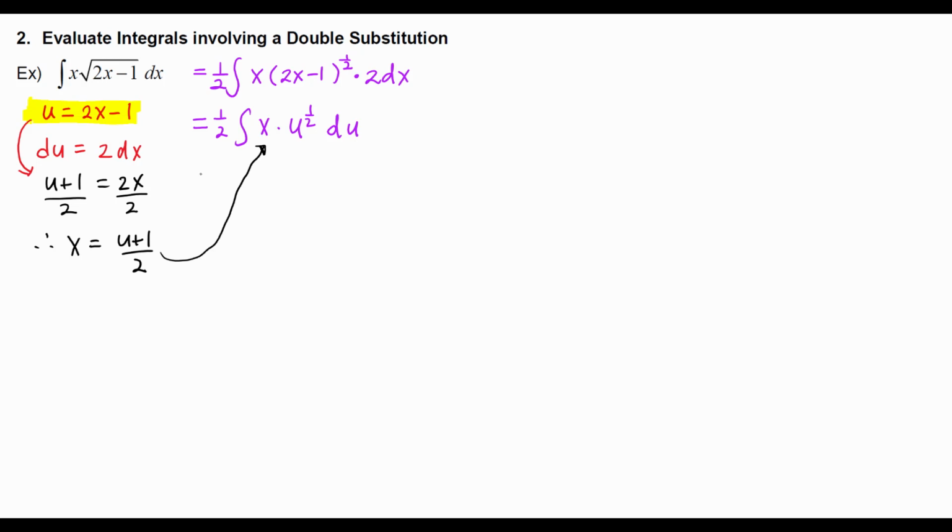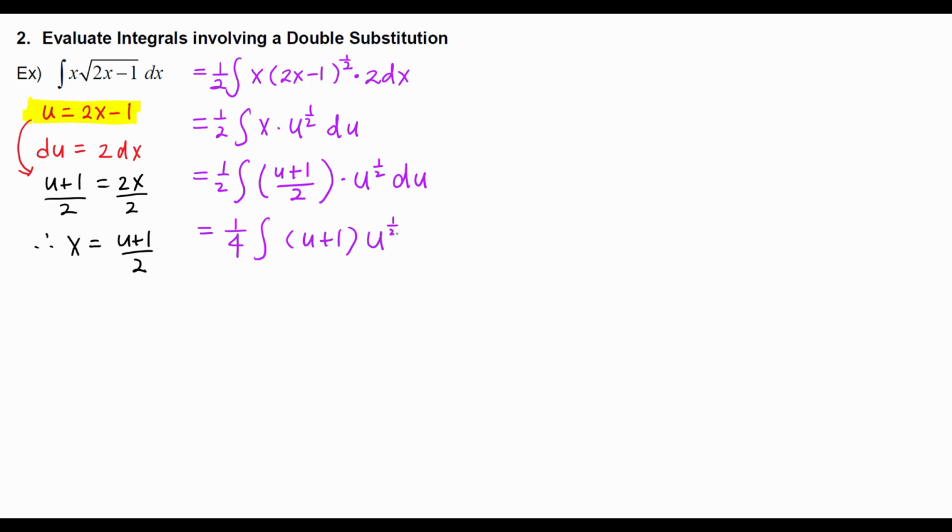Then I have 1/2 integral, x will be replaced by u plus 1 over 2 times u to the half power du. And you can even pull out this 1/2 under the u plus 1 to the front, since it is a constant multiple, we can always pull it out. So now it becomes 1/4. And you have u plus 1 times u to the 1/2 power du. And now you can distribute this u to the 1/2 power to both terms of u plus 1.